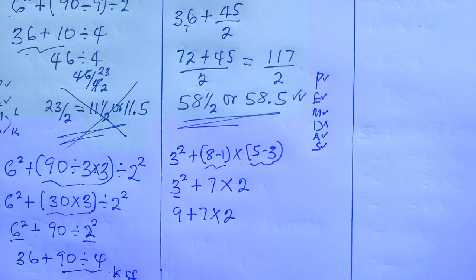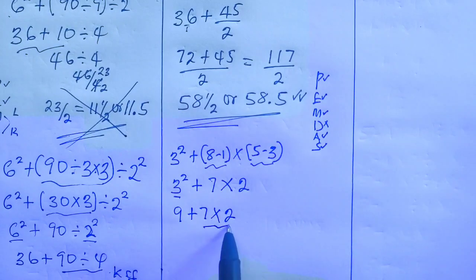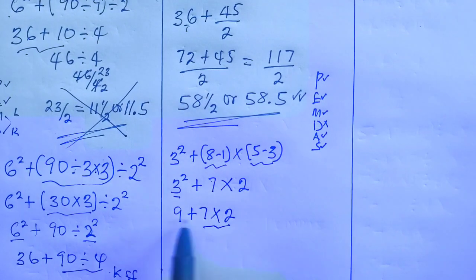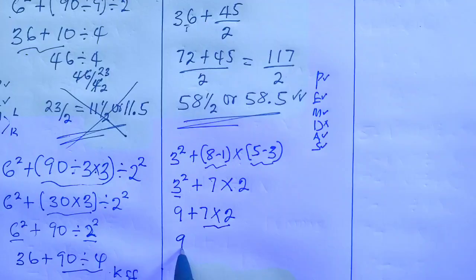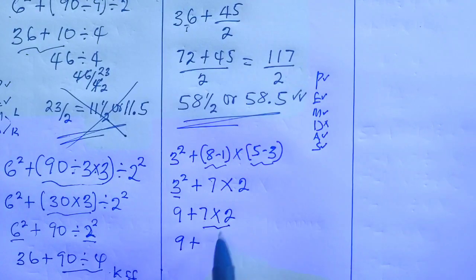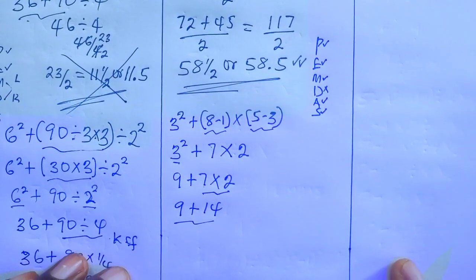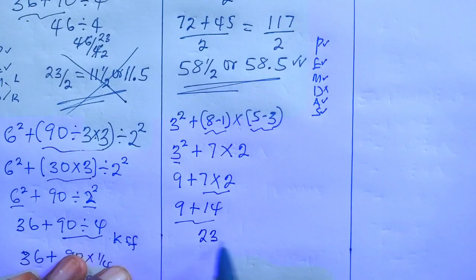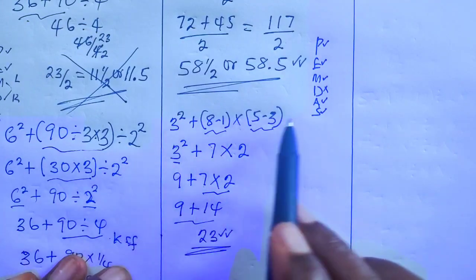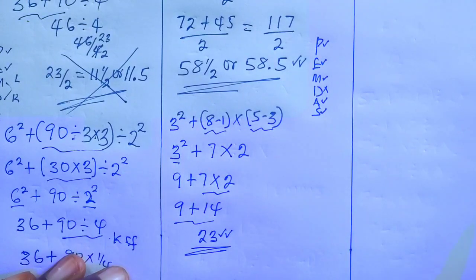And next, we are going to consider multiplication, because multiplication is higher priority than addition. And we have here 9 plus 7 times 2, and 7 times 2 gives us 14. And lastly, we consider addition. 9 plus 14 gives us 23. And this is the correct answer to this given expression right here.